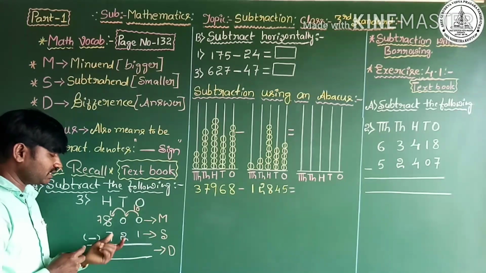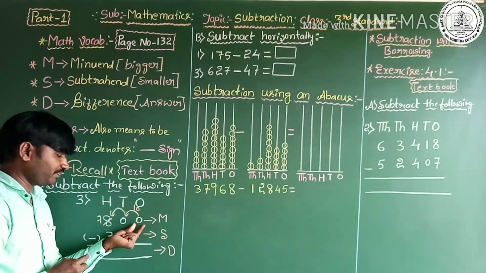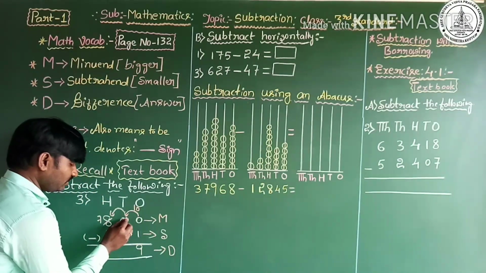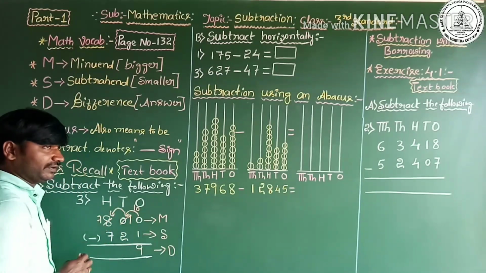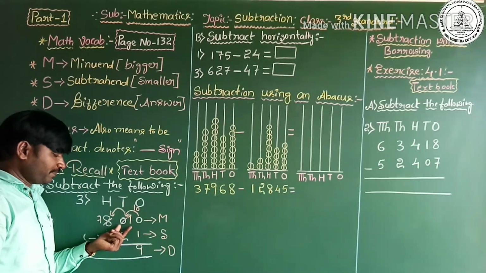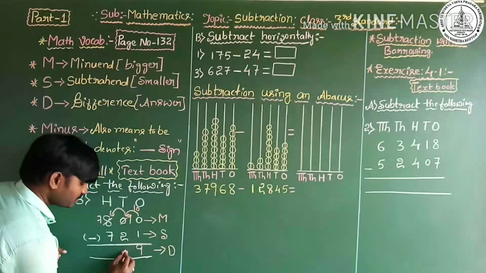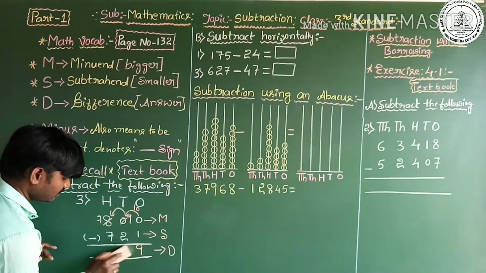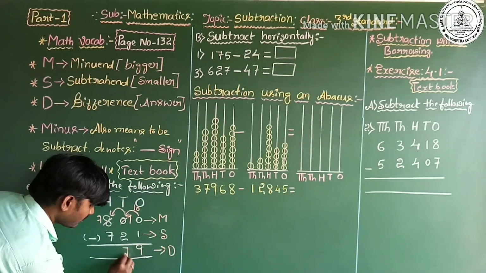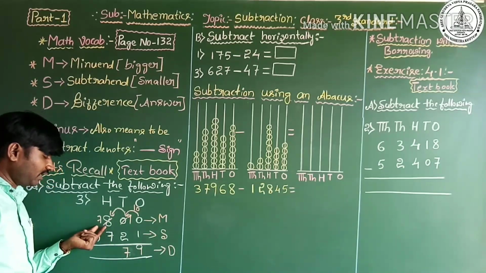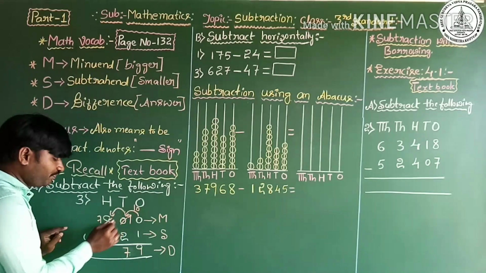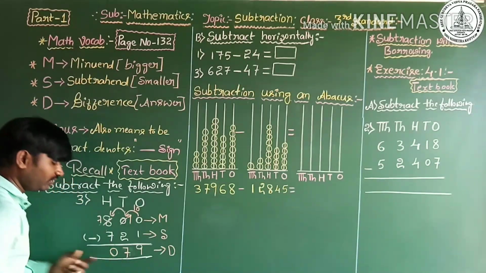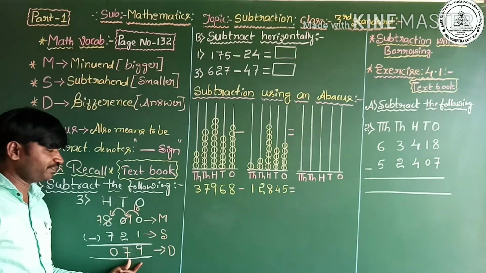The next, dear students, 10 minus 1 is equal to 9. Here 0 becomes 9. 9 minus 2 is 7. The next, 8 becomes 7 because we gave a borrow. 7 minus 7 is 0. What do we get? 79 is the answer.